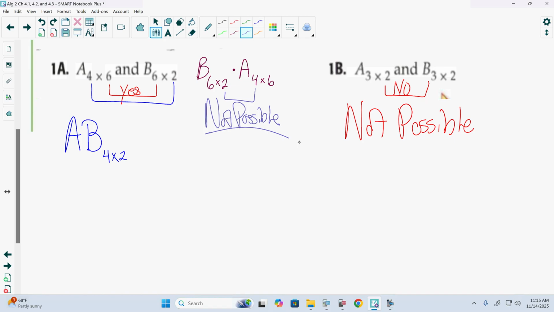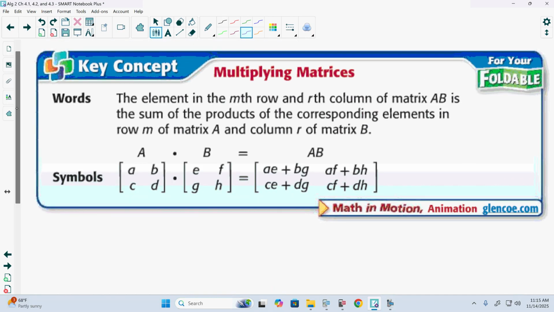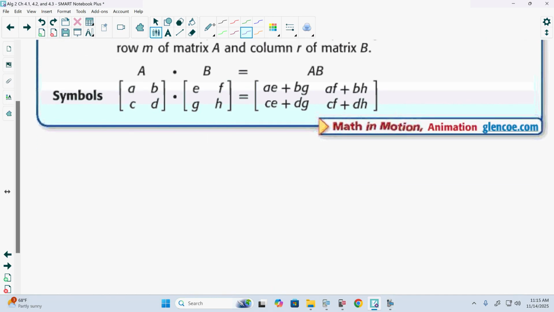Questions on these here? Now, when we multiply two matrices together, the way I think of it is over, down. So I'm going to get a highlighter out, because when we multiply, we're going to go across the row and multiply it down the column. A is going to multiply with E, B is going to multiply with G, and we're going to add those two products together to give us our first element of the product.